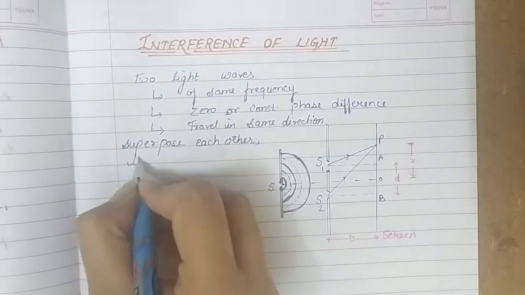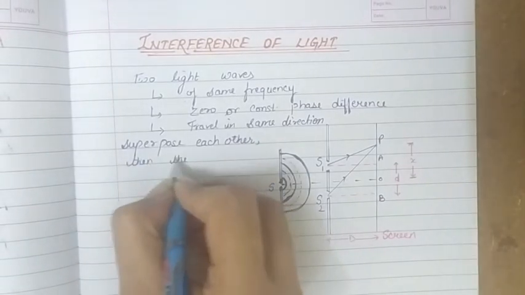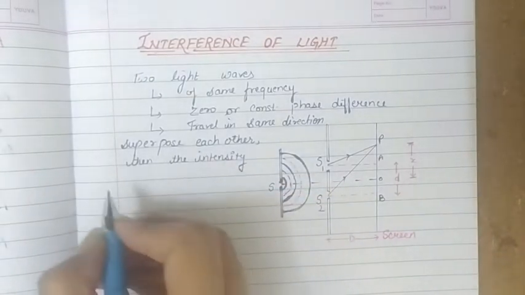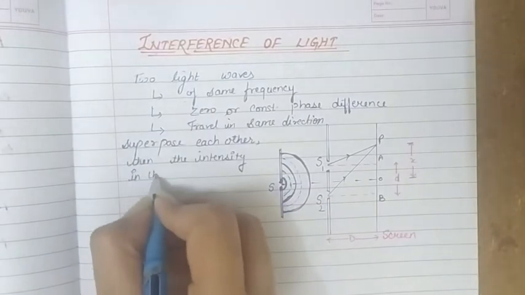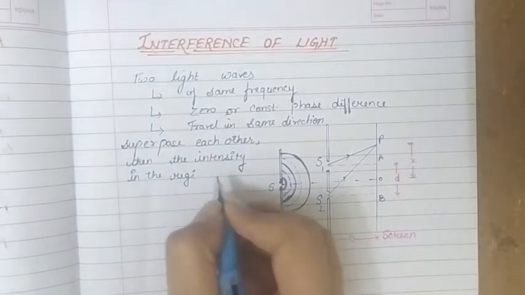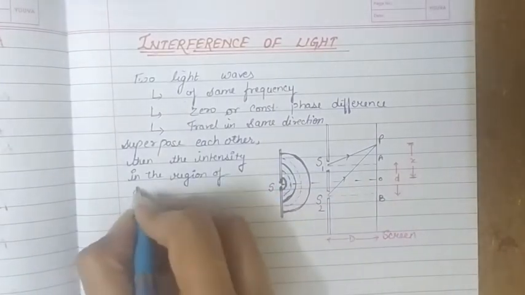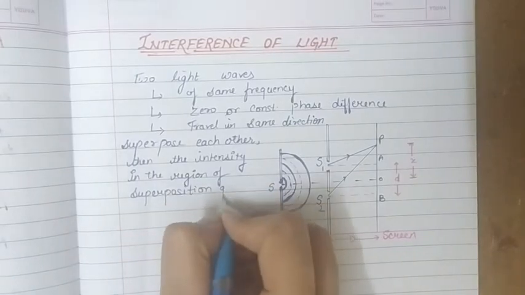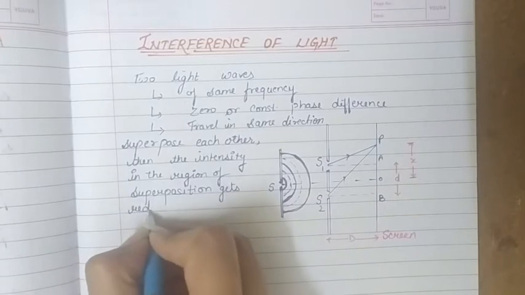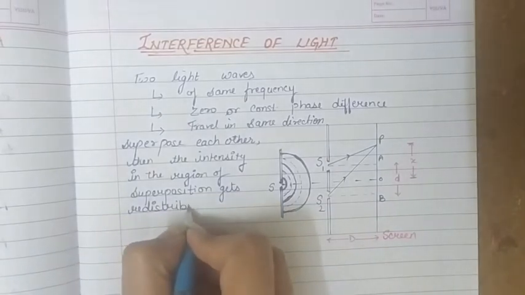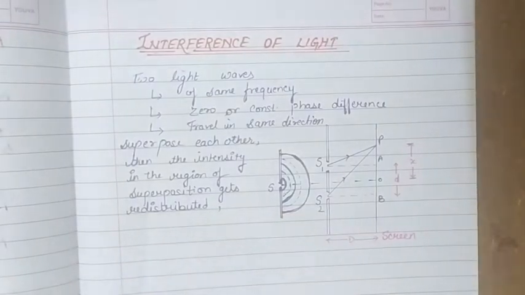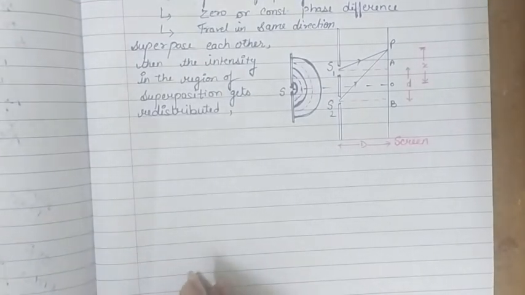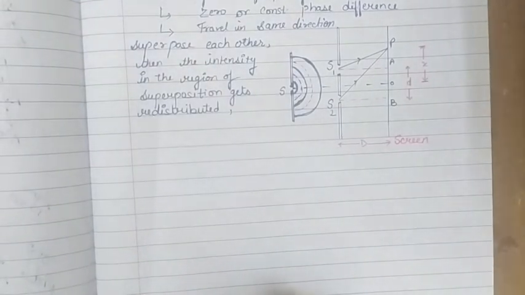then the intensity in the region of superposition gets redistributed. Redistributed means at some points we get maximum, at other points we get minimum. So this redistribution of energy is called the interference of light.